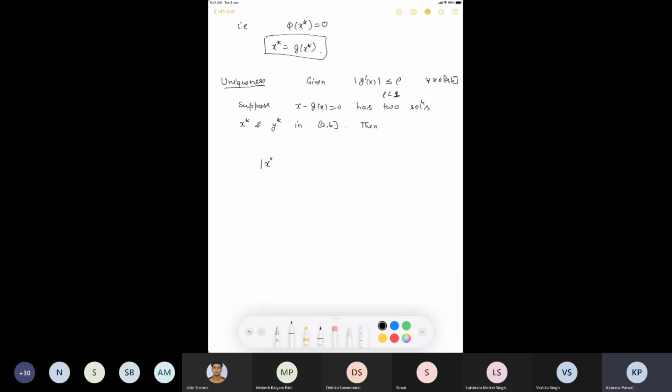So let's consider this difference, the modulus of x star minus y star. What we know about x star is that it is a fixed point, so this is the same as g of x star. The same thing we know for y star, that it is also a fixed point, so y star is the same as g of y star. Now what should I apply here? You have been given some information, so how should I use that information here?